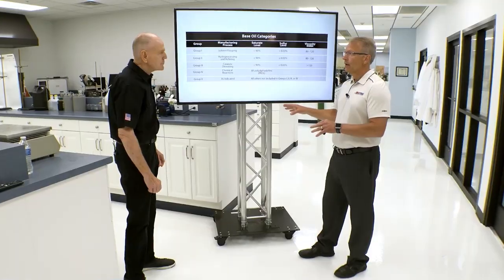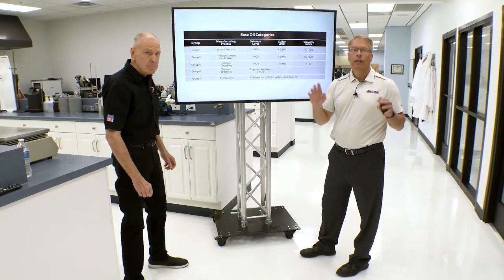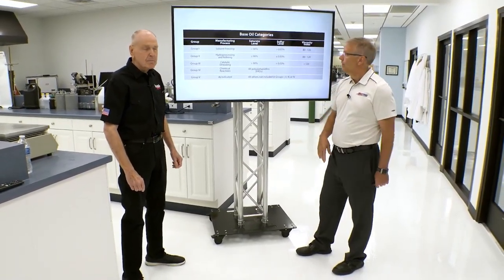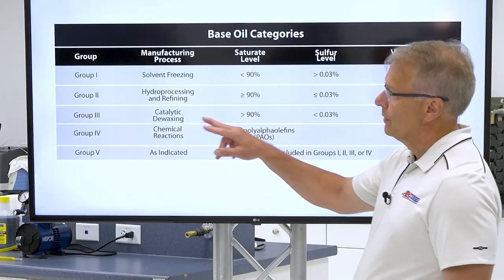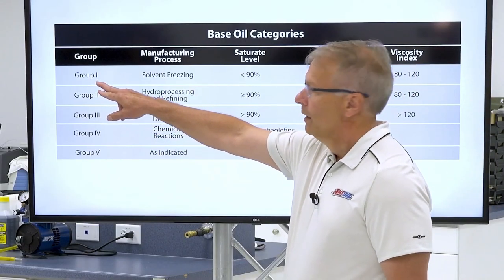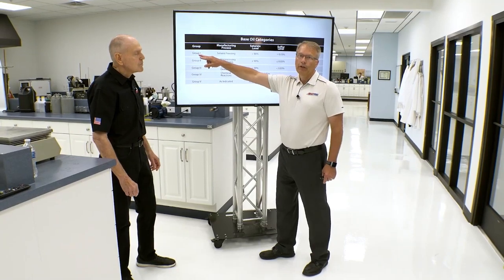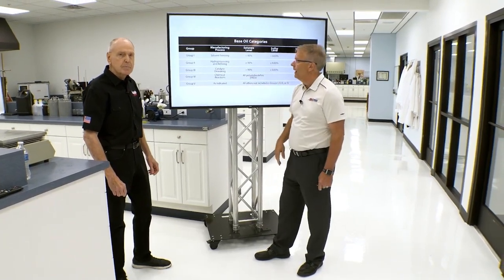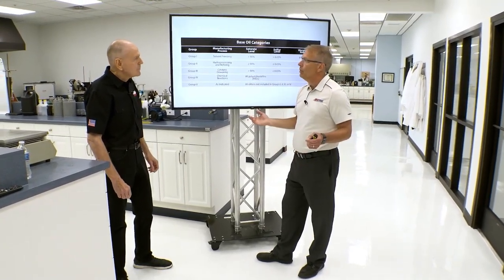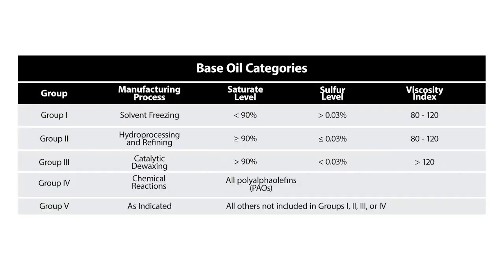So this is the start of defining the difference between conventional and synthetic fluids. We're going to start with what's called a Group 1 fluid. This is a typical conventional fluid, and this is how it's specified. When you get a conventional motor oil, it would contain some Group 1 and probably Group 2 fluids. That's just the name of the fluid type.